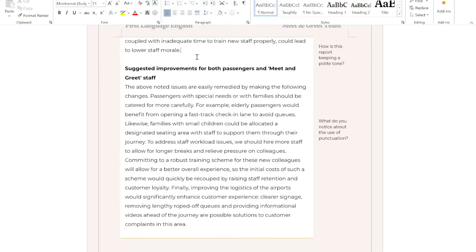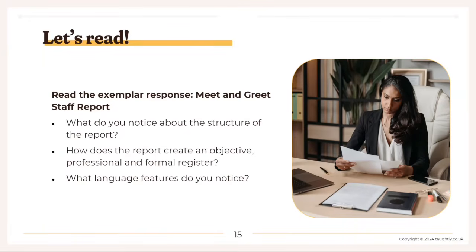Clearer signage, removing lengthy roped-off queues and providing informational videos ahead of the journey are possible solutions to customer complaints in this area. Think back to our 3 questions then. What did you notice about the structure? How am I creating an objective and formal register? And what language features did you notice?